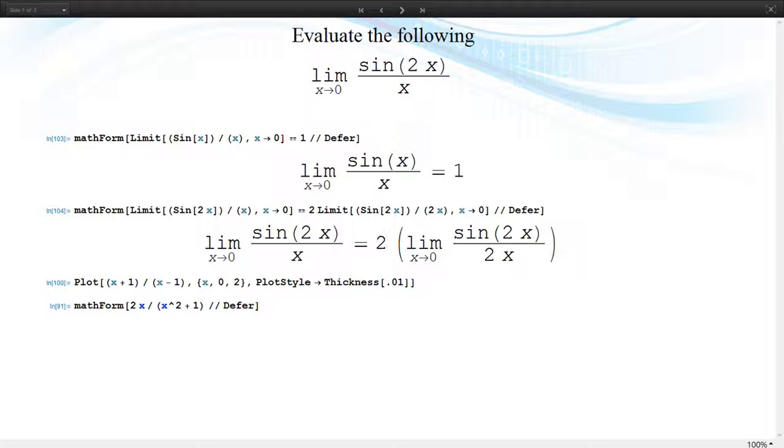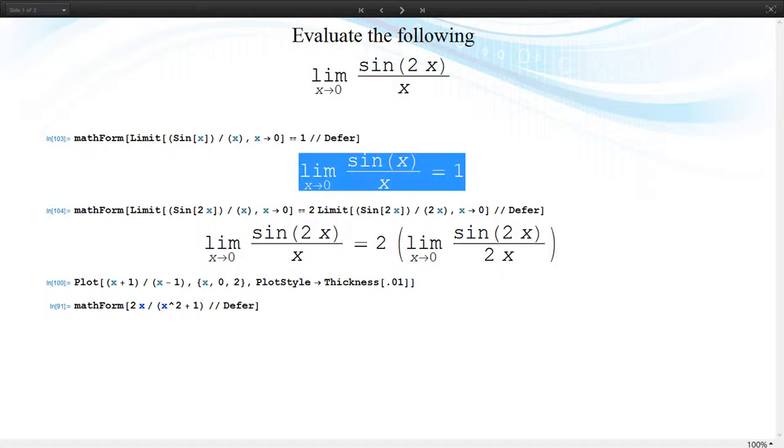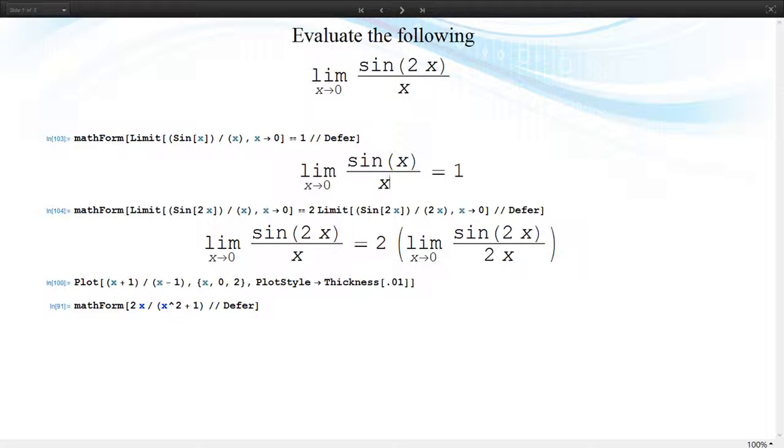So now, looking at this, this goes to 0 at the same speed that this does up here. And that allows us to use this limit via substitution. So we know that this limit is equal to 1. So we'll write that in now.